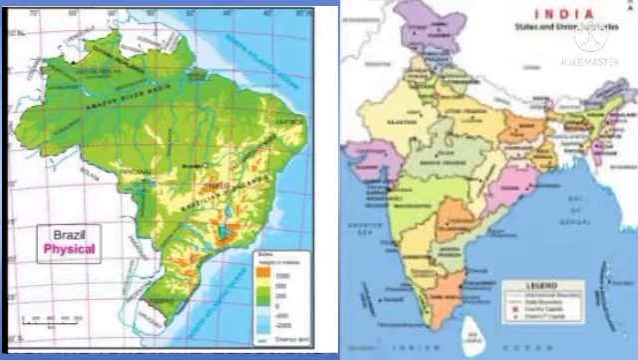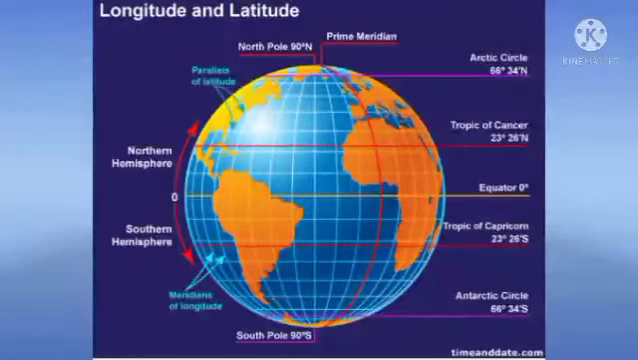In order to understand these, there are two maps. So, in this chapter, we will study what is the location of Brazil and what is the location of India in the world. Before that, let's see how the location is determined in the world. You can see in the picture, we have vertical imaginary lines. These are called longitudes or meridians, and horizontal lines are called latitudes.